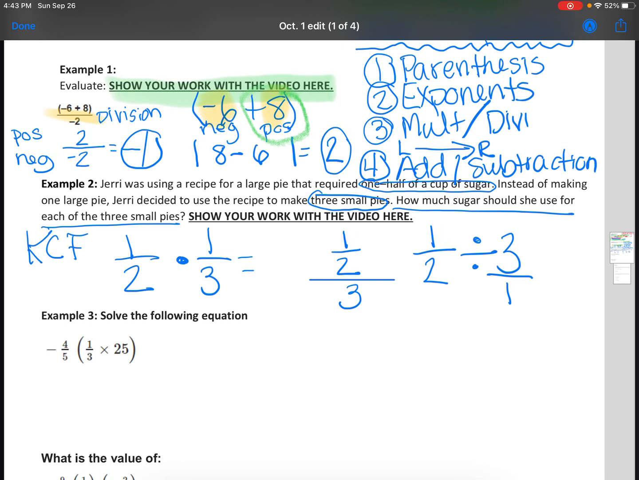And I'm going to work it out. And I get 1 times 1 is 1. 2 times 3 is 6. Very good. So your answer is she needs 1/6 of a cup in each of the small pies.